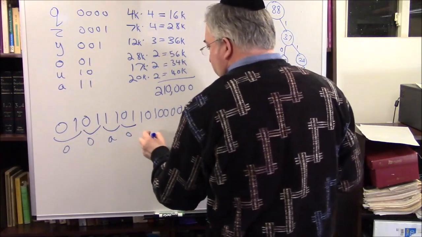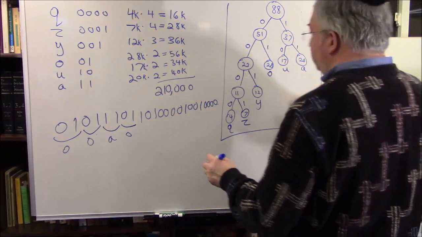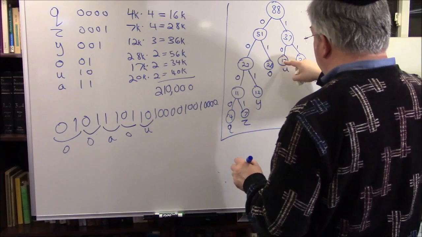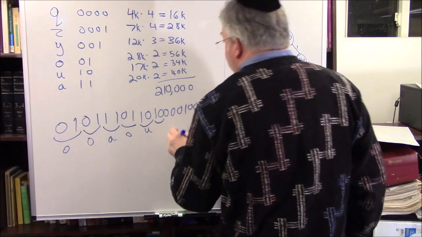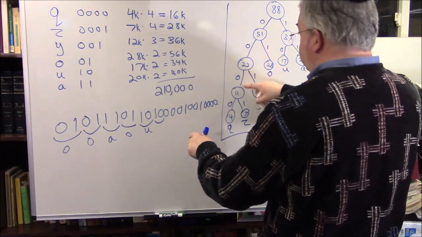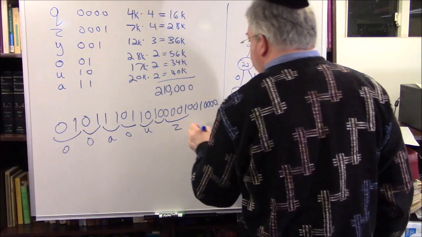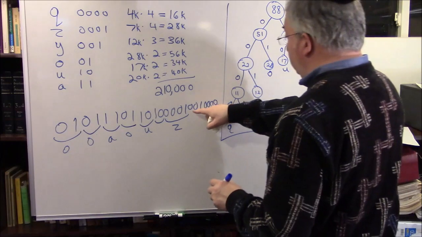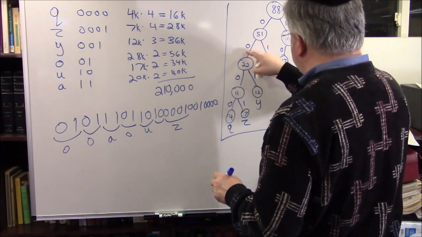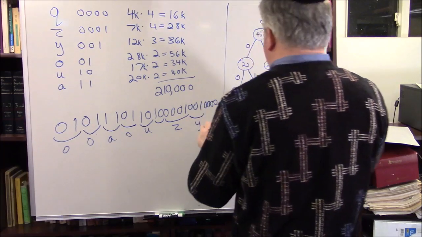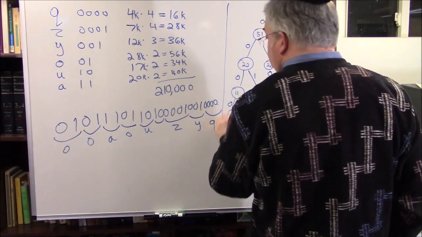1, 0, no, I'm sorry, what's 1, 0? 1, 0 is a U. Okay. 1, 0 is again a U. 0, 0, 0, 1. That's a Z. 0, 0, 1 is a Y, and 0, 0, 0 is a Q.